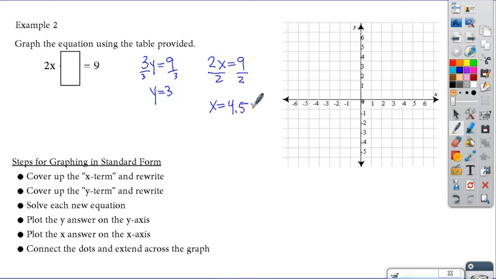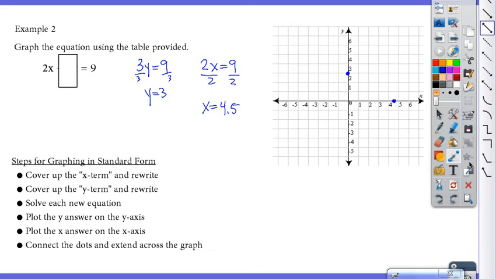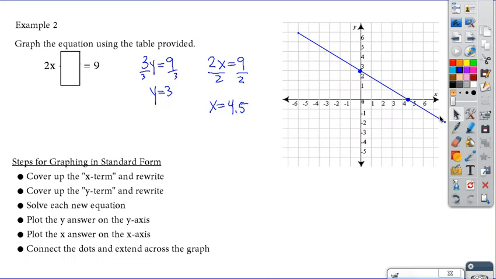And you see one of the downsides of this method would be that you are going to get some decimals at times that make this a little bit tougher. So you got to try your best to plot those points as accurately as possible. So if y is 3, that's up 3. If x is 4.5, that's over 4.5. And you got to get that point as close as you can. Again, use your ruler, your straight edge to graph that line, and extend it the whole way across the coordinate plane in both directions. And I've now graphed 2x plus 3y equals 9 in standard form.